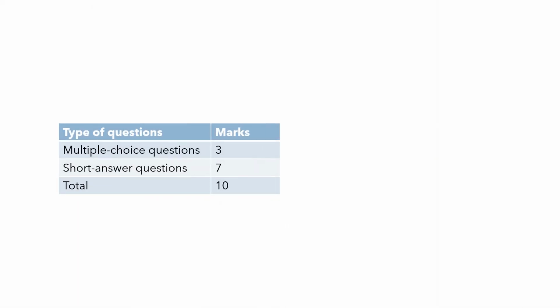In galvanic and fuel cells, there are 3 multiple-choice questions worth 3 marks, and 1 short answer question. The overall score for this section is 10 marks. With a total possible score of 120 points, the percentage for this section was 8.3% of the total score.